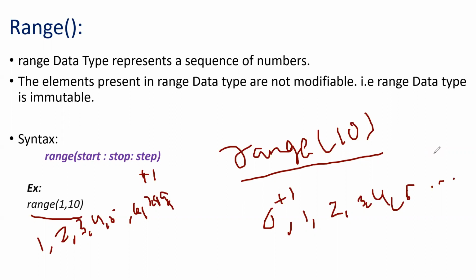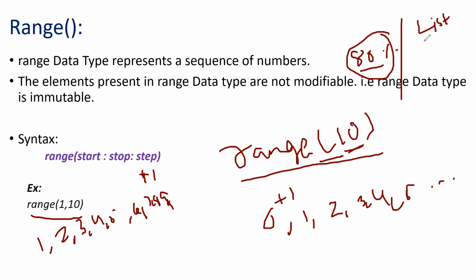Whenever you are dealing with some kind of iterations, the range function is very useful. In Python programming, whenever we use a for loop, at least 80% of the time we use the range function if we are dealing with numerical values. If you are dealing with collection data types, maybe list, tuple, set, like that. But range deals with numerical values, that is, numbers.